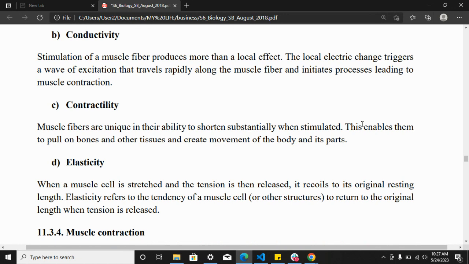Another thing is the ability of contracting, which we call contractility. Muscle fibers are unique in the ability to shorten substantially when stimulated. This enables them to pull on bones. This is the benefit of being able to contract and pull up the bone. That is also one of the properties. Then another one is elasticity. What is elasticity? It means that when a muscle has contracted and then relaxes again, it returns to its original length. So elasticity is the ability of any material to expand or diminish, but then return to its original length.